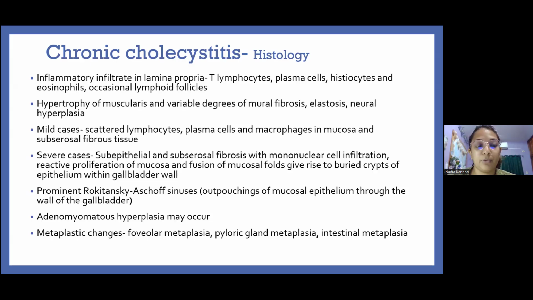in these cases, with a reactive proliferation of the mucosa, and then the mucosal folds fuse, which gives rise to these buried crypts of epithelium within the gallbladder wall. These are prominent Rokitansky-Aschoff sinuses, which are outpouchings of the epithelium through the wall of the gallbladder itself. Also may occur as adenomyomatous hyperplasia or metaplastic changes.